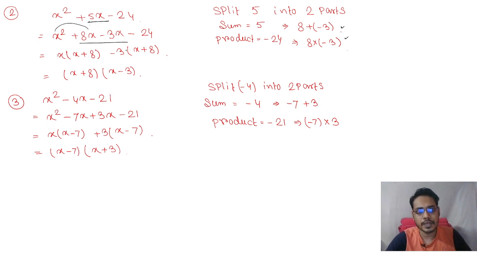From the third and fourth part take minus 3 common, it will be x plus 8. Now x plus 8 is common, so take x plus 8 common. So from the first part we can get x as a remainder, and here minus 3 as a remainder.